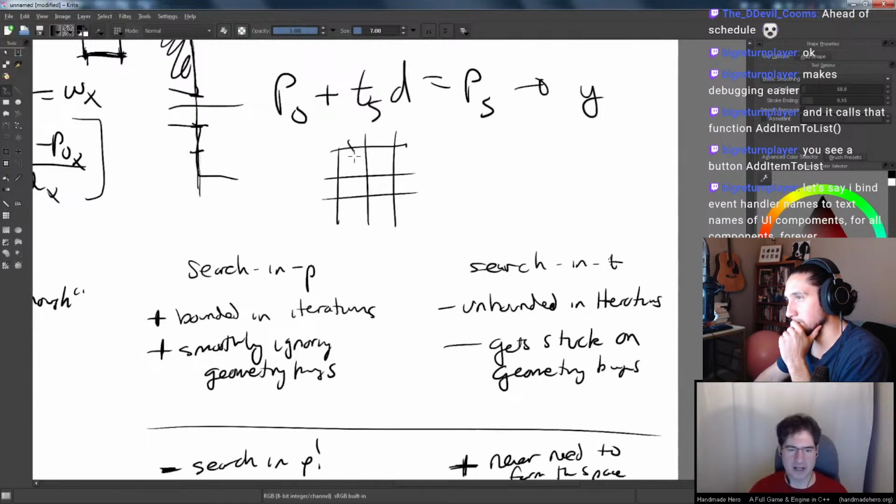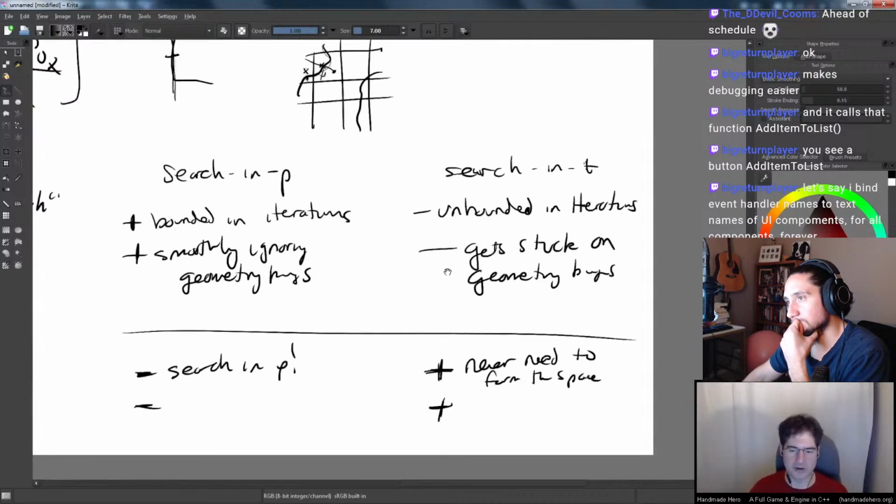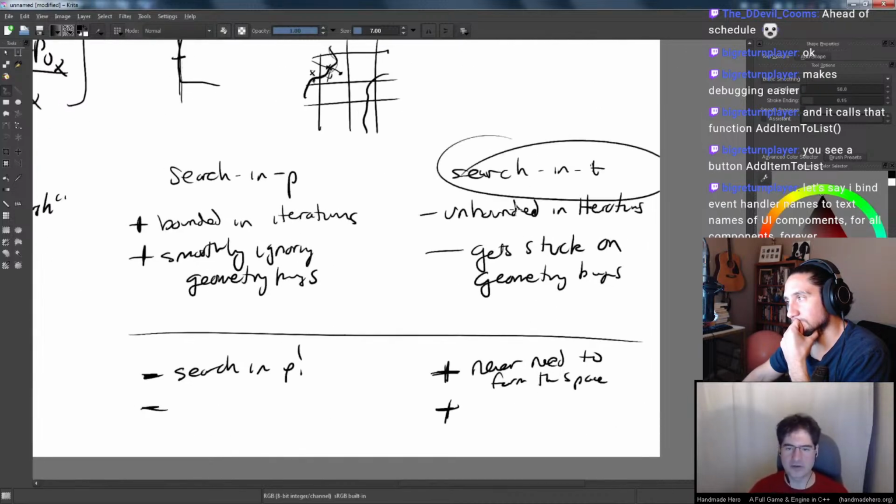What that means is, with search in P, if you imagine I've got some crazy collision geometry here, in order to search for the closest point to something, like here, which is what search in P is doing, it's got to be able to actually know how to look through the space and figure out what that closest point is. Search in T never does that. Search in T just tries to drive in a straight line, and if it hits something, it changes direction. That's it. So it never even knows necessarily what the space looks like. And that can be much more efficient. So this is definitely the more efficient algorithm in the normal case.